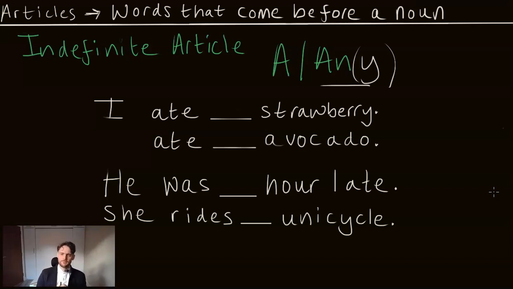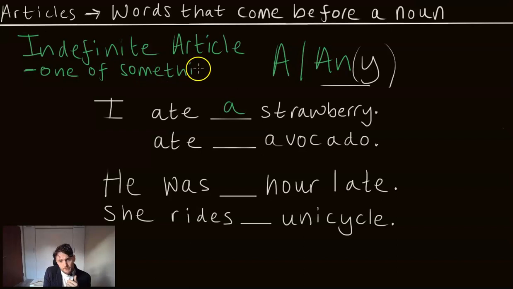winter strawberry, What happened? Well, I ate a strawberry. Why? Because it was any strawberry. The strawberry wasn't important. The strawberry wasn't specific. It was general, okay? It was just one of something. It was one of something. Okay? So, because it was any of the strawberries.